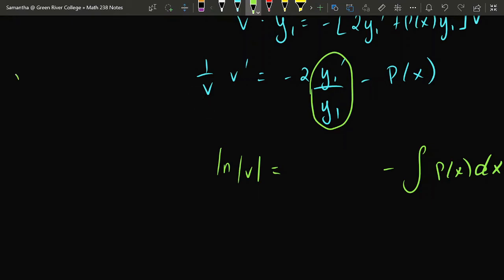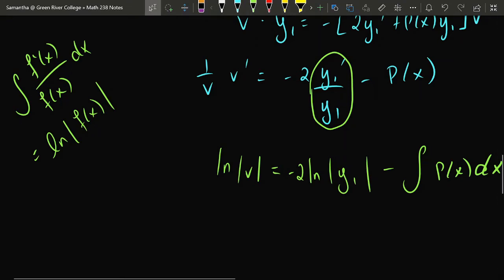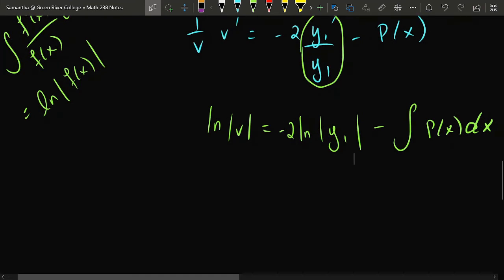As a rule, if you take the integral of the derivative of a function divided by that function, the result is always equal to the natural log of the absolute value of that function. So if I integrate y1 prime divided by y1, the result is just going to be equal to the natural log of the absolute value of y1. I'm not going to bother with the plus c. We're just trying to find one possible value of u of x, one possible answer, and so I don't have to worry about plus c, which gives us all possible answers.